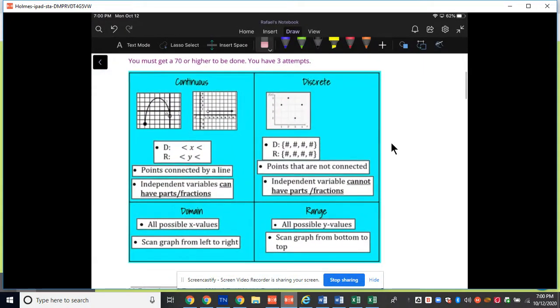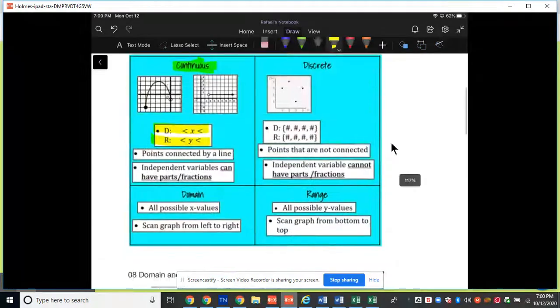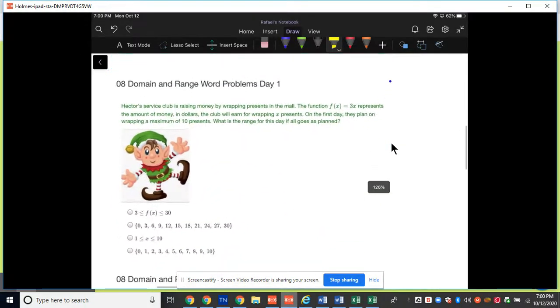All right, so on the left side, there's some information about continuous functions. On the right side is the discrete. Okay, and the most important thing is the difference in how their domain and range are written. All right, so let's go to the first one. I'll read it out loud.